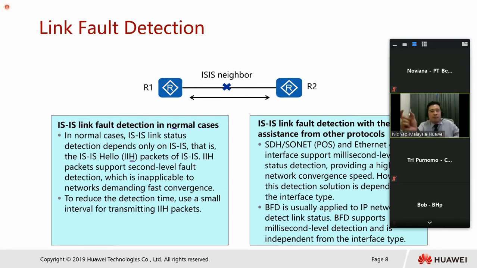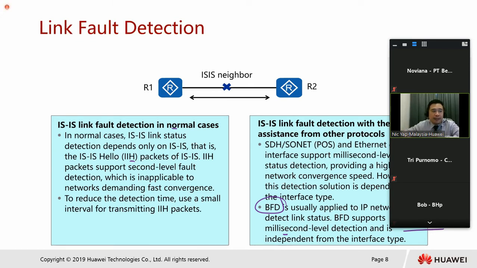Because if you make the interval smaller, they are going to send more, and when you send more, it means you have a burden on your devices already. Instead of this, why don't we use another method? Okay, using BFD. BFD is usually applied in the IP network to detect the link status. BFD supports millisecond-level detection, depending on the interface type. The fastest it can be is 30 milliseconds, which means within 0.03 seconds it can detect link failures, alert, and perform fast convergence.